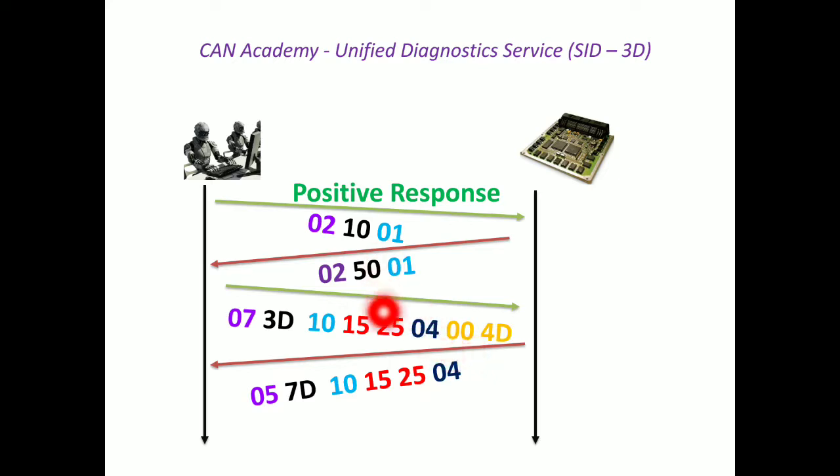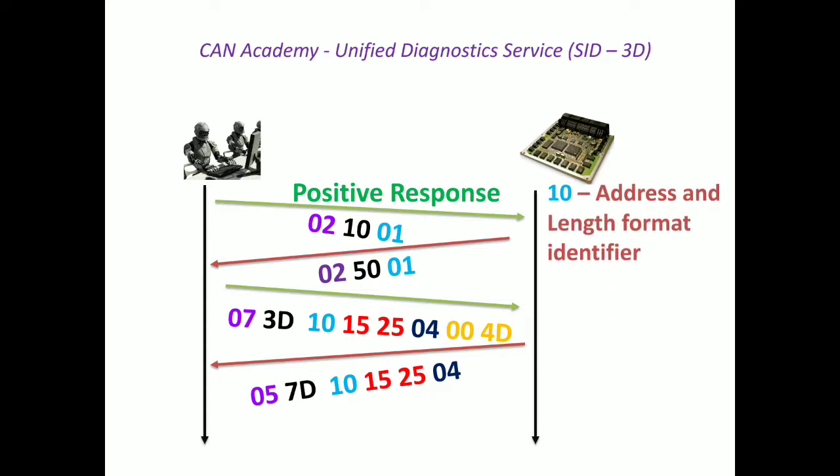Once we get the positive response, instead of 3D we are getting 7D. This positive response represents that the data we have sent is stored in the ALD 10, at memory address 15 and 25, of memory size 4. That's what it indicates. It will not give you the data that is stored.